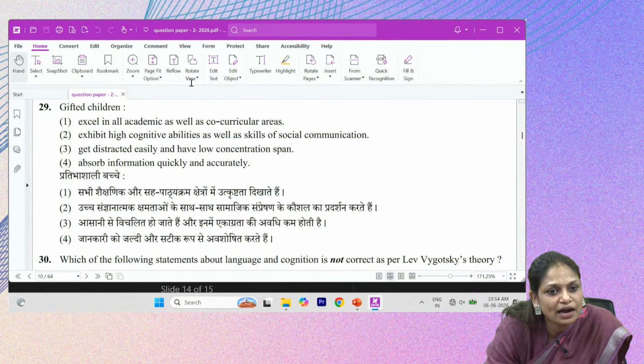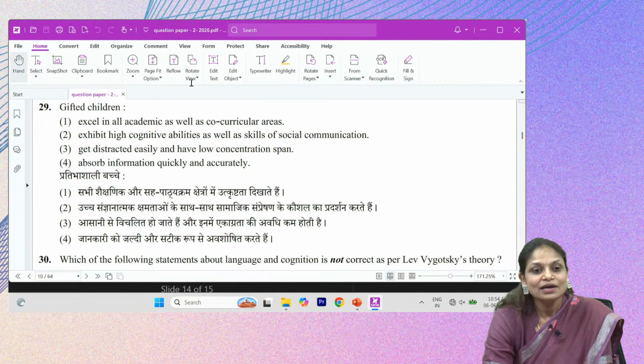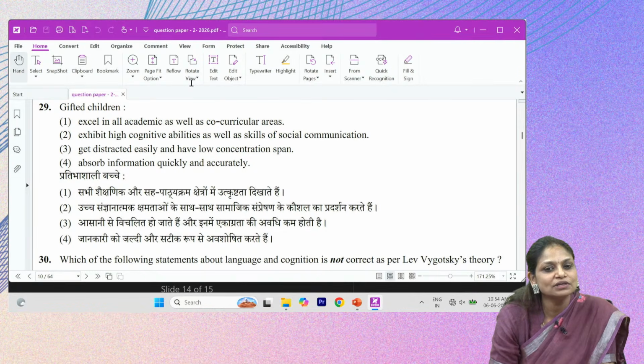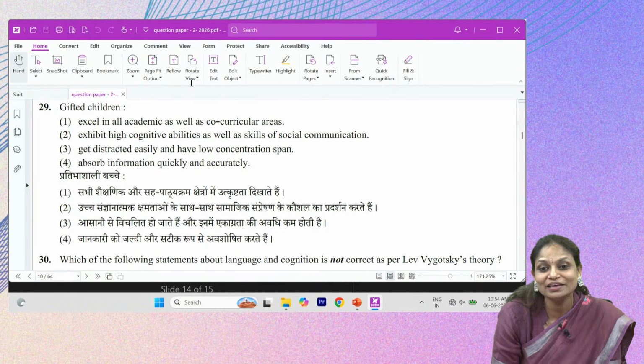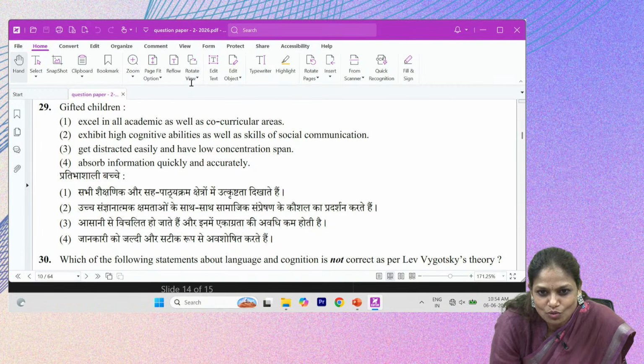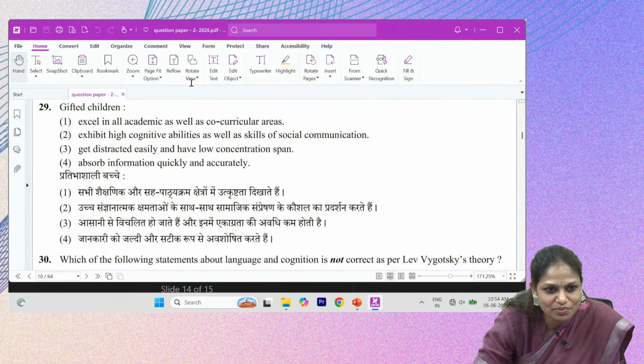Then exhibit high cognitive ability as well as skills of social communication. अब देखो, हमने जब इसका अगर हमें करेक्टरिस्टिक्स पता है कि कॉग्निटिव एबिलिटी तो हाई होती है लेकिन सोशल कम्युनिकेशन भी हाई होती है, ये हमारी करेक्टरिस्टिक्स ऑफ गिफ्टेड चिल्ड्रन के साथ अलाइन नहीं हो रही है. तो हम ये जो है इसको हम थोड़ा साइड पे रखते हैं.